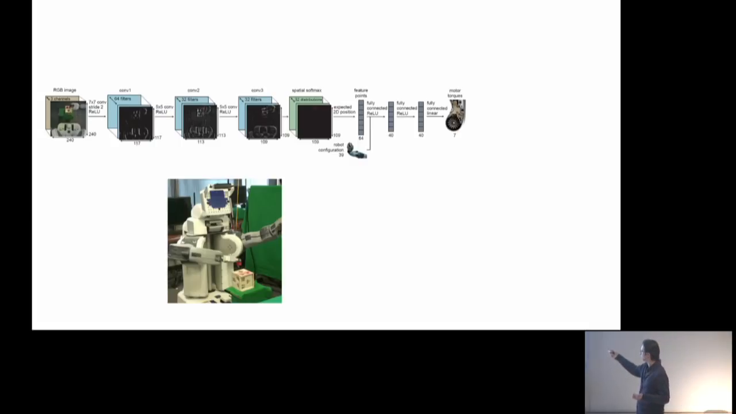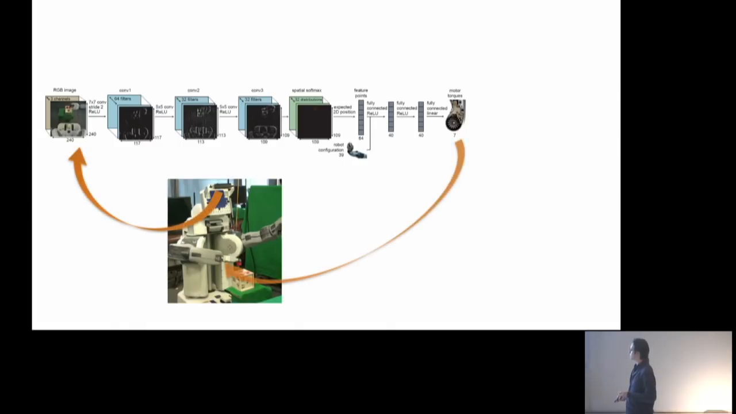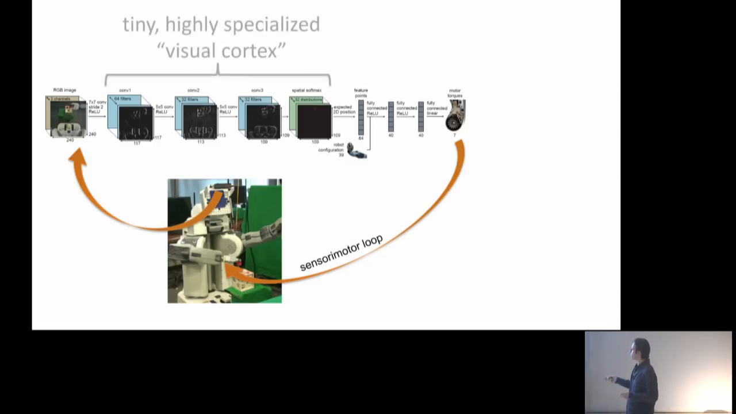So this is sort of the little brain of this robot. And it has some layers that essentially do visual processing. So inputs from the camera go into the bottom, outputs from this network go to the joints. That's the sensory motor loop for the robot.